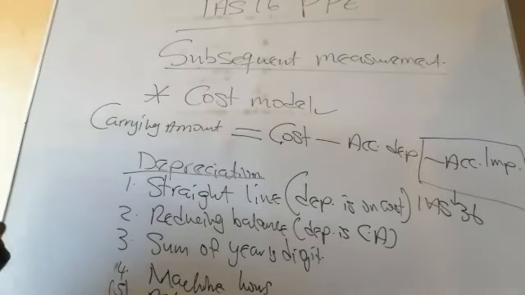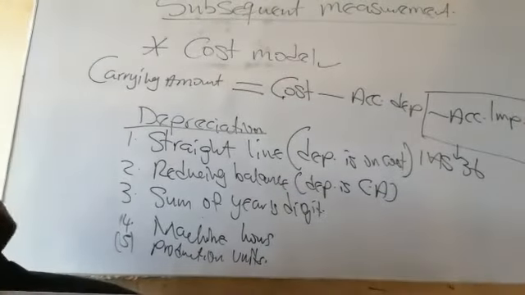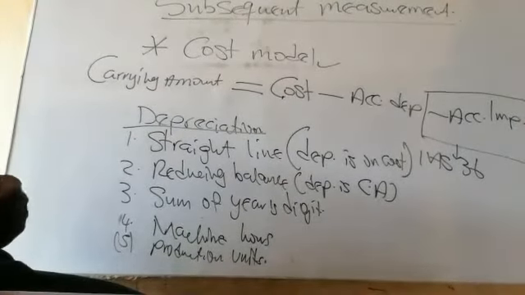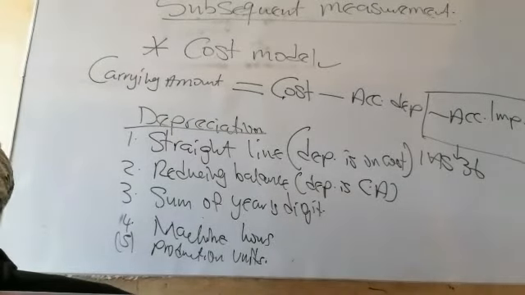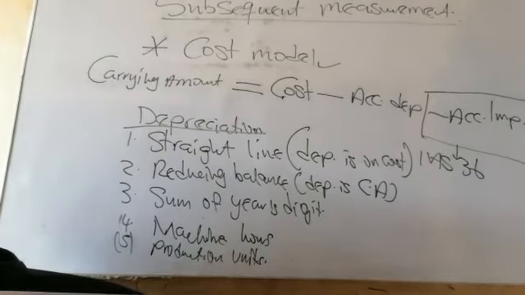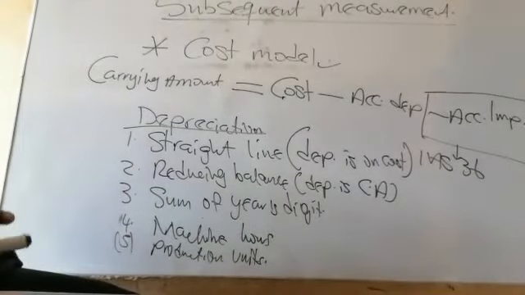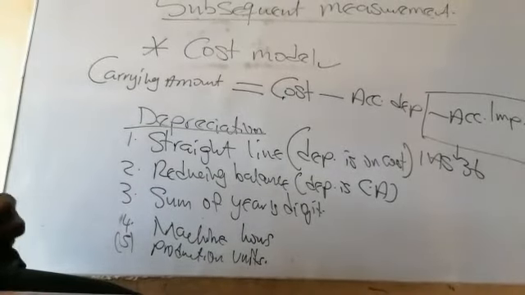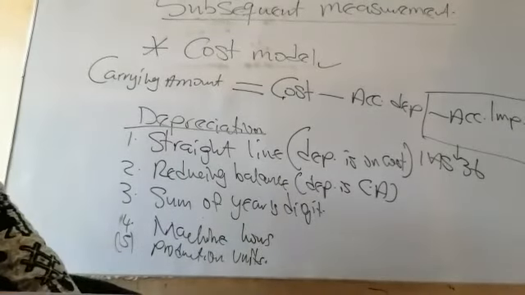Good. So these are the five ways of calculating what? Depreciation. Good. So five ways of calculating depreciation, and you should know all of them. So kindly join us when we are solving questions. We will pick a question and solve it on each stage: straight line, reducing balance, sum of the years' digits, and then machine hours and production unit.